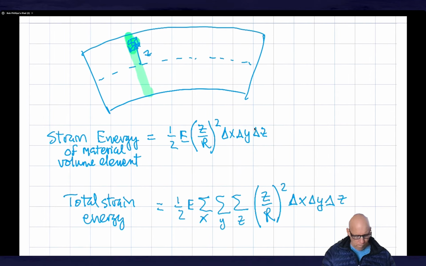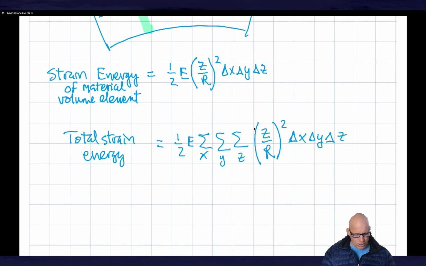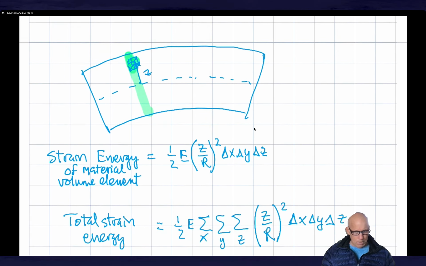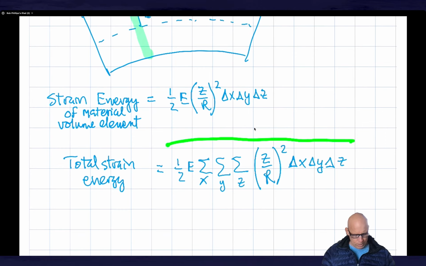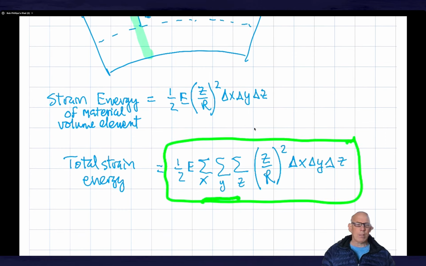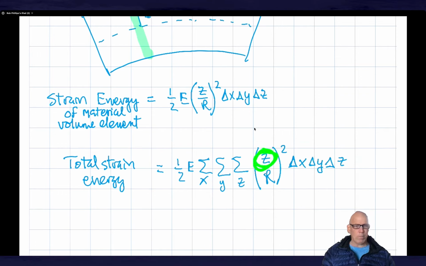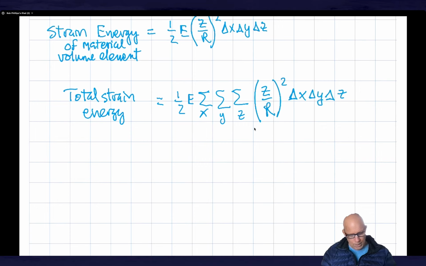The instructions given by this particular expression are: visit every little cube inside of the beam. At that cube, ask it, how far are you away from the neutral axis? That's the quantity z. Find the strain there, and then multiply by the volume of that little element. So that's basically it. Now, let's convert that into an integral.